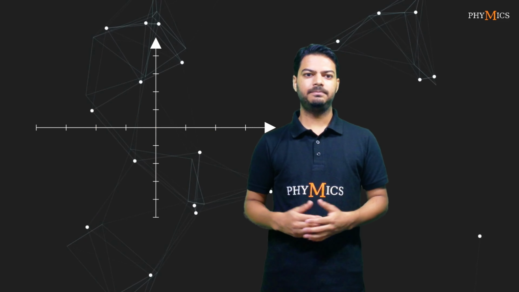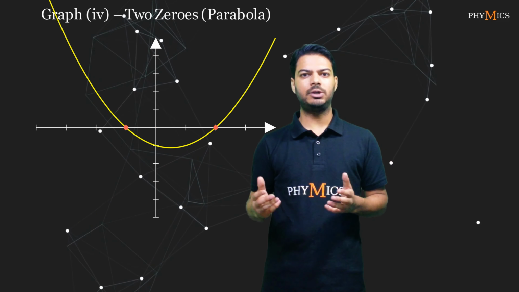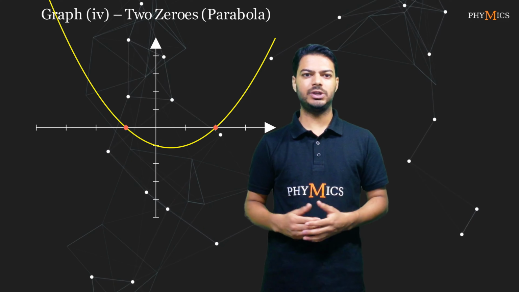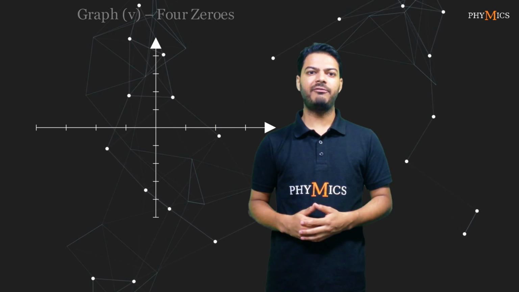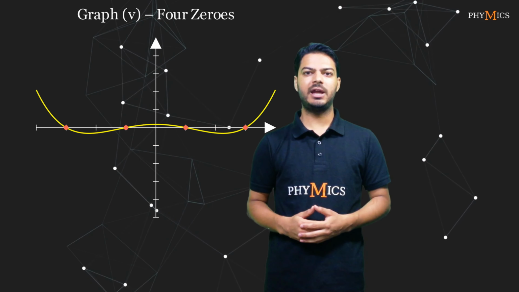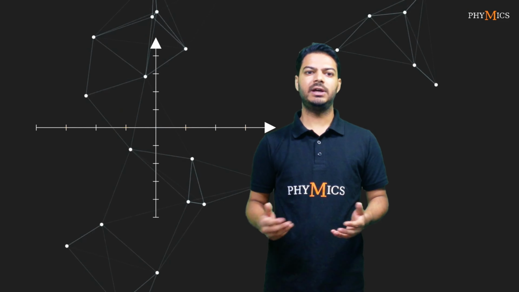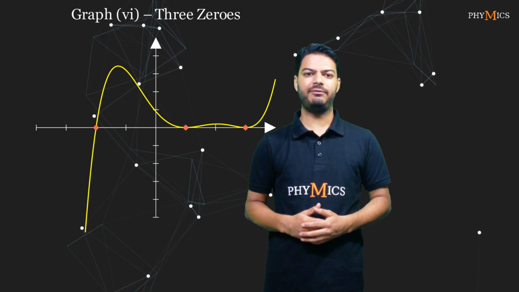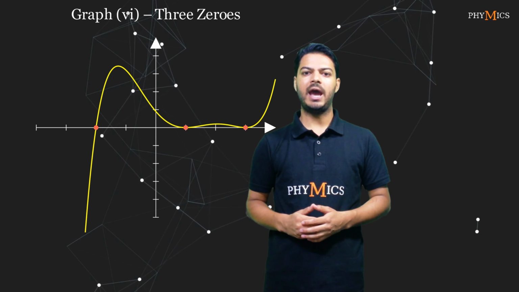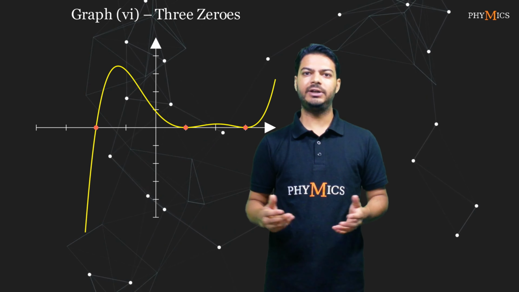In the next one, the parabola cuts the x-axis at 2 distinct points. Therefore, it has 2 zeros. In the fifth figure, the graph cuts the x-axis 4 times, thus there are 4 zeros. In the last figure, the graph cuts the x-axis once from the left, then touches the x-axis and later again touches at right, therefore it has 3 zeros.